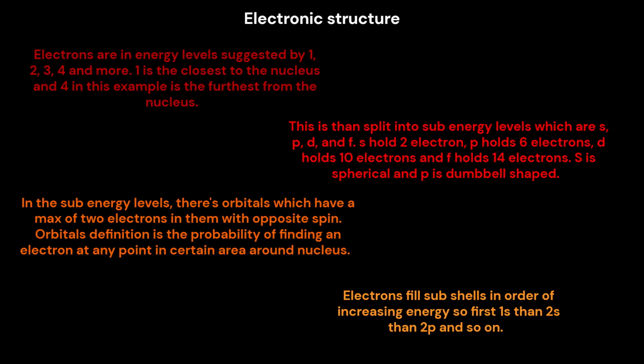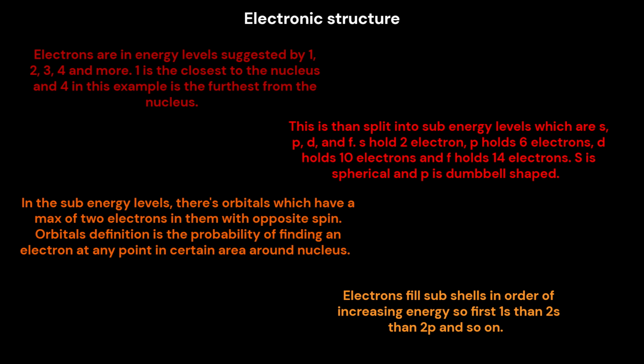Electronic structure. Electrons are in energy levels labelled 1, 2, 3, 4, and more. 1 is the closest to the nucleus, and 4 in this example is the furthest from the nucleus. This is then split into sub-energy levels, which are s, p, d, and f. s holds 2 electrons, p holds 6 electrons, d holds 10 electrons, and f holds 14 electrons. s is spherical, and p is dumbbell-shaped. In the sub-energy levels, there are orbitals, which have a max of 2 electrons in them, with opposite spin.